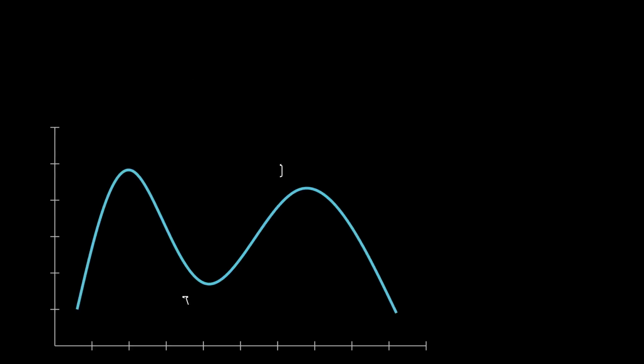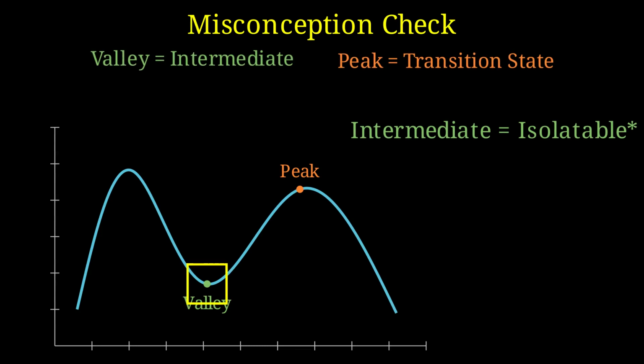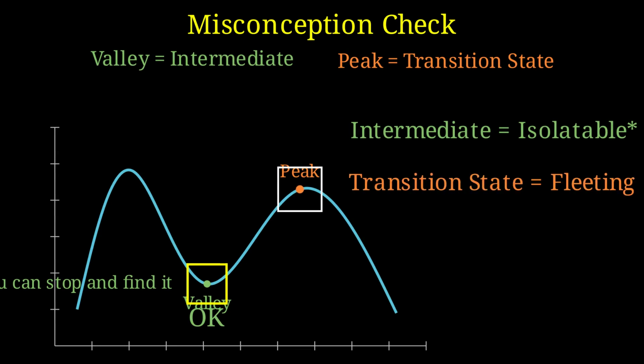Now that we've met our characters, let's address some common misconceptions. A big mistake students make is confusing intermediates with transition states. Remember, an intermediate is a real molecule sitting in a valley. You can, in theory, stop the reaction and find it. A transition state is the top of the hill. It is a state of transition that cannot be isolated.